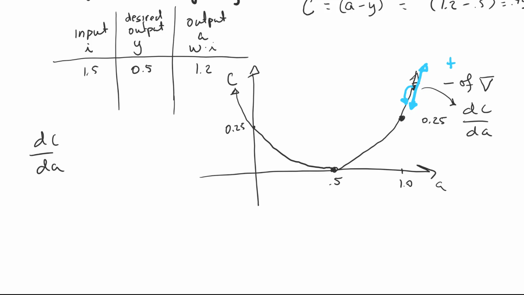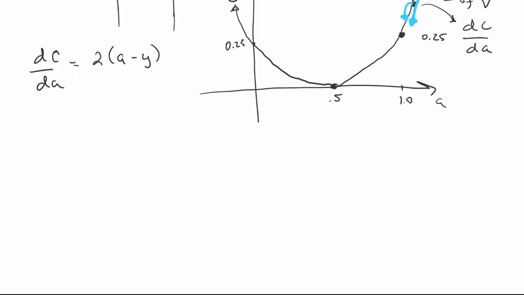dC over dA is equal to, and here's our C function over here. You should be able to do this off the top of your head. dA minus y. All right, so that's dC, and so C is a function of A, right? That's what this is. Okay, so we need to know the direction of this, but we really need to know how to change C with respect to W. We just calculated how to change C with respect to A, but we need to know how to change it with respect to W.